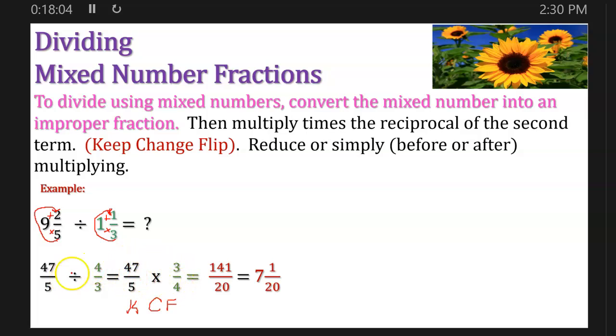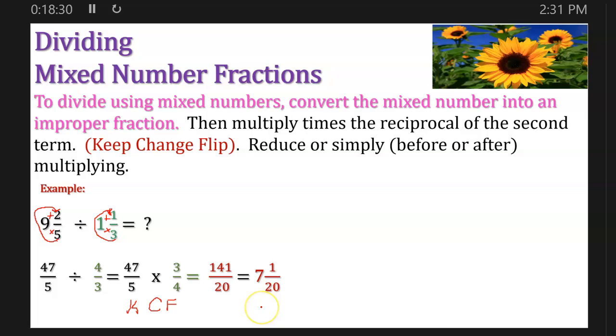So we're, again, dividing by a number is the same as multiplying times its reciprocal. It reminds me of when you are subtracting and adding integers. Subtracting a number is the same as adding its opposite. Well, dividing by a fraction is the same as multiplying times its reciprocal. So 47 times 3 is 141, and 5 times 4 is 20.